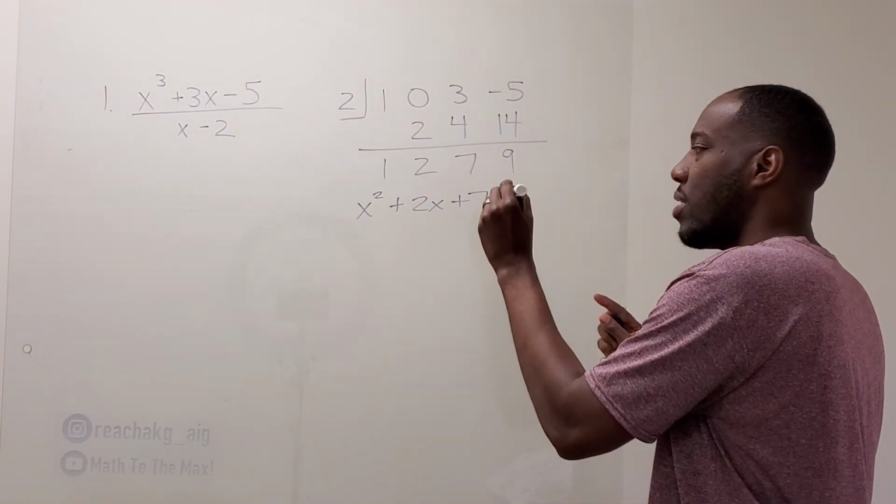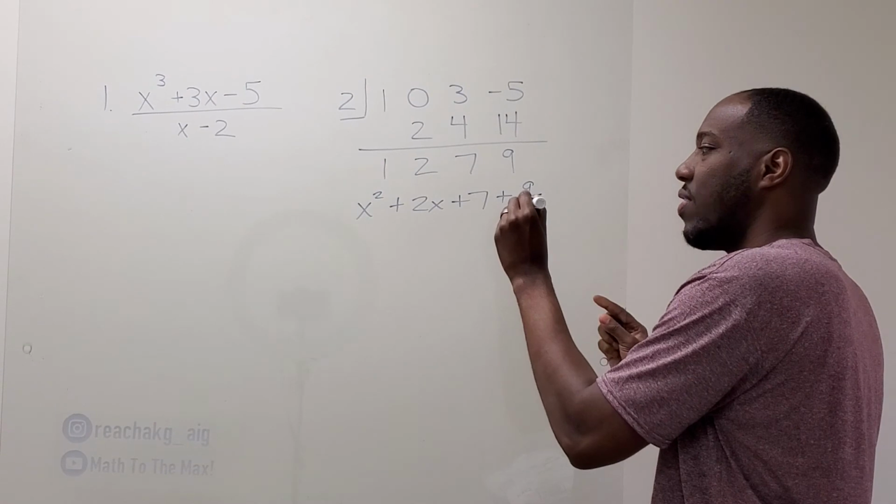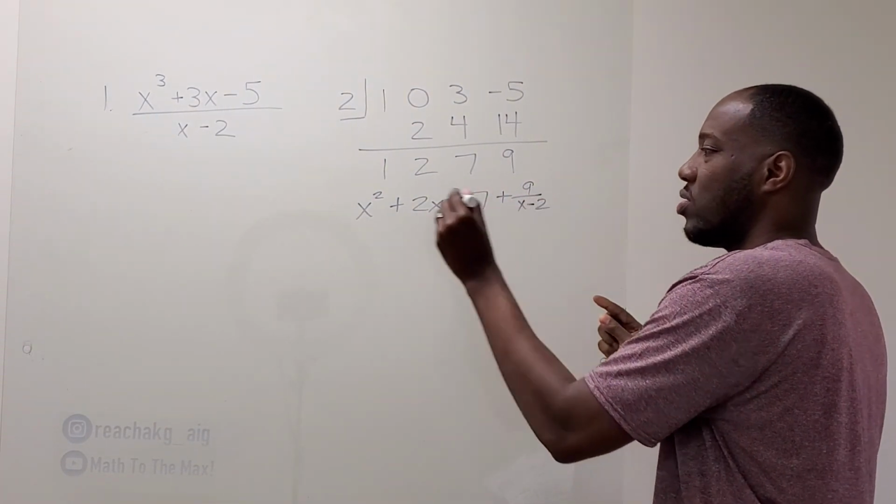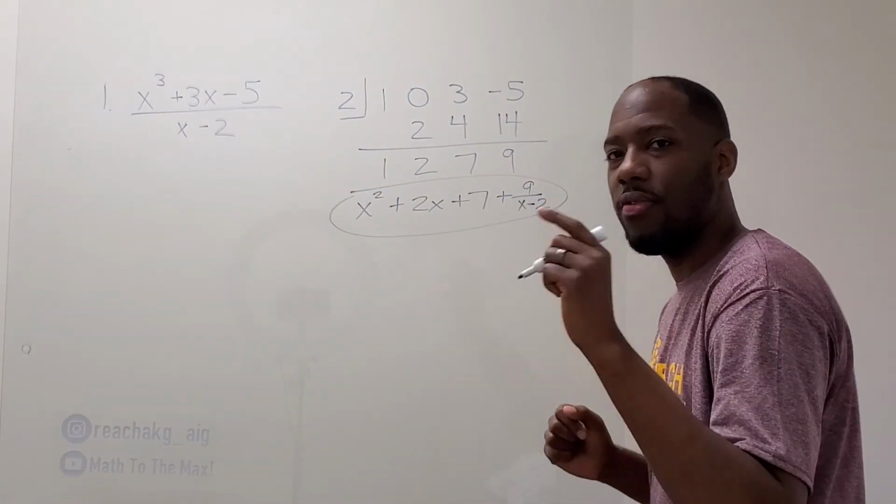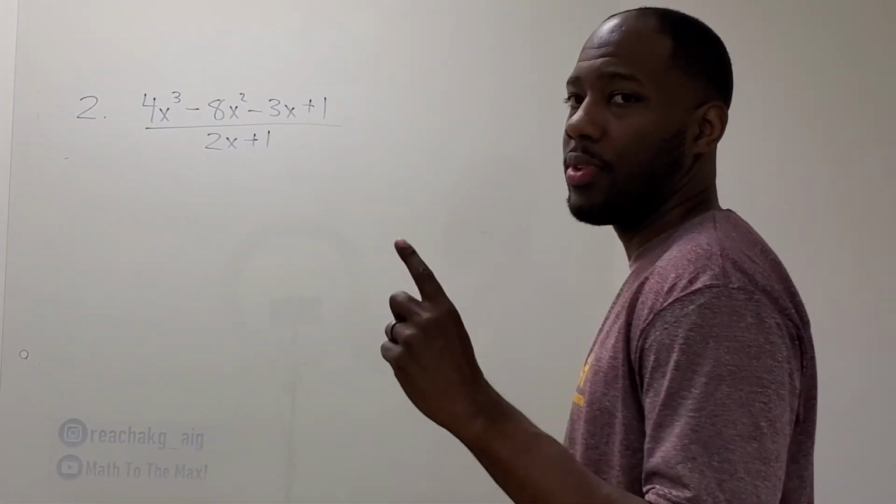And how do you write the remainder? In the notes it says over the divisor of x minus 2. Final answer. Number 2.